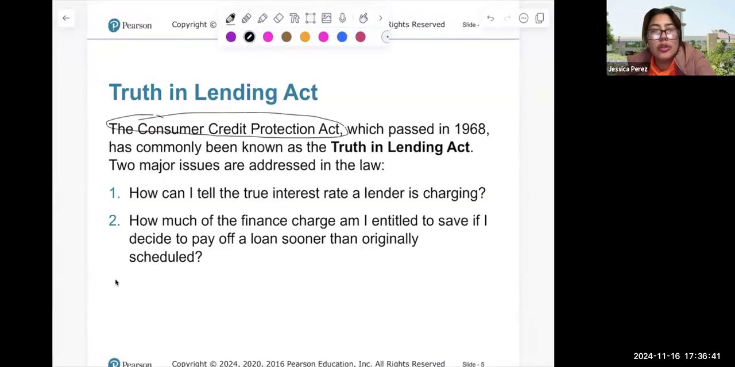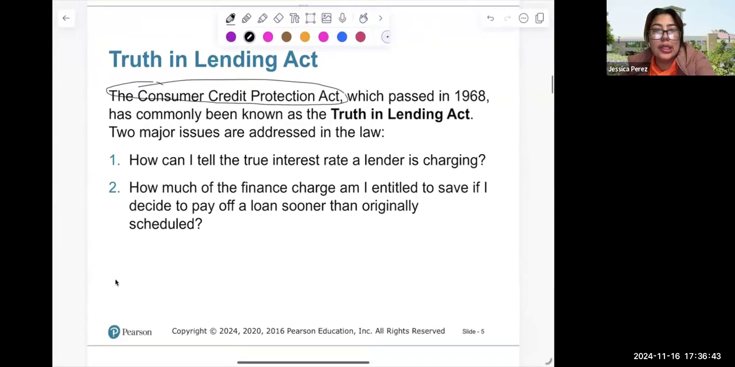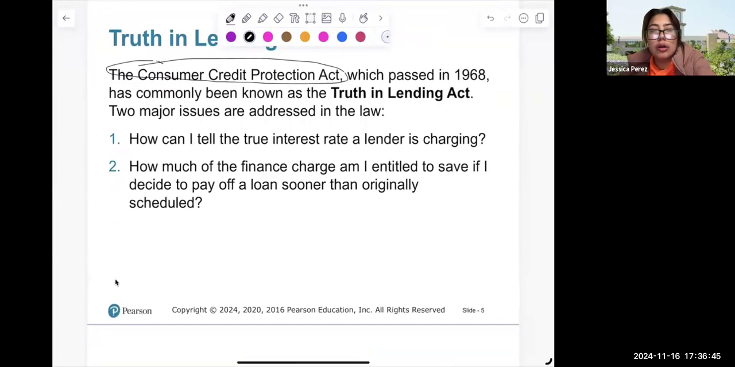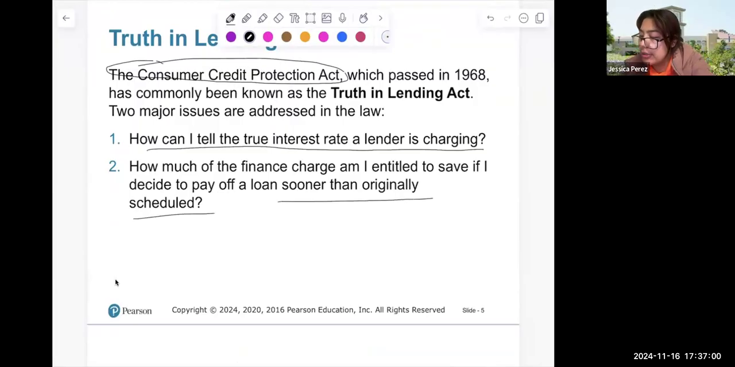So what are the two major issues addressed in the law? The first is, how can you tell the true interest rate a lender is charging? And the second, how much of the finance charge am I entitled to save if I decide to pay off a loan sooner than the original schedule? Those are the two major issues addressed in the law.